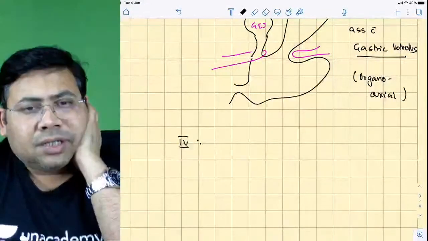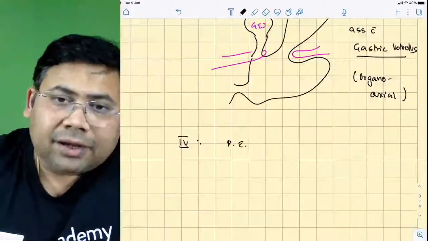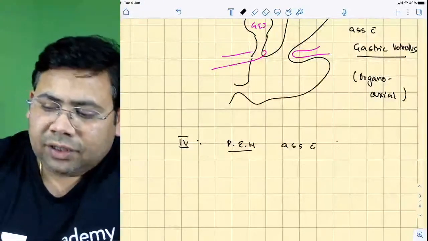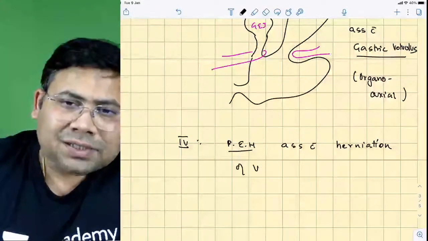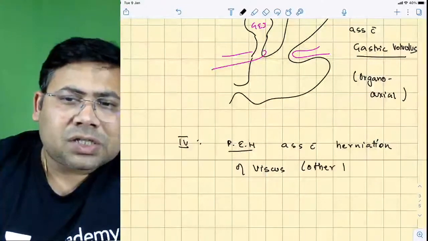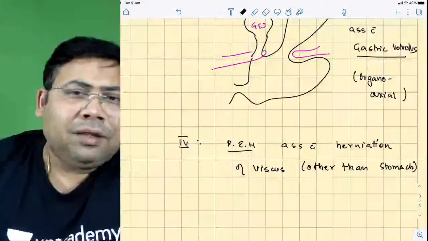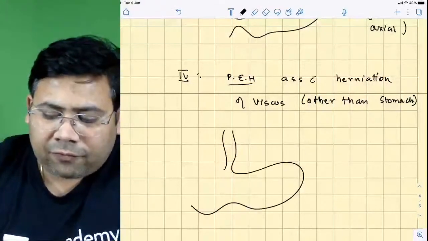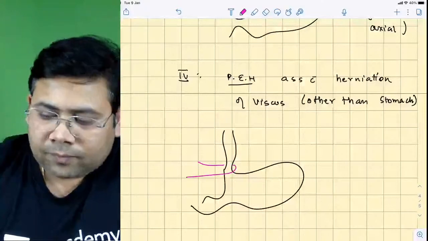Type 4 is a paraesophageal hernia, or a hiatal hernia, it is paraesophageal hernia associated with herniation of viscera other than stomach. So the stomach is not going, generally the transverse colon or the jejunum is going. So if you see this hernia type 4, it is simple and straightforward.